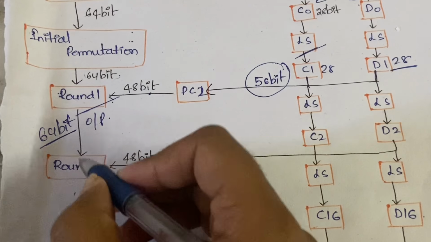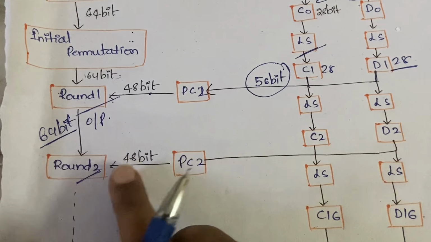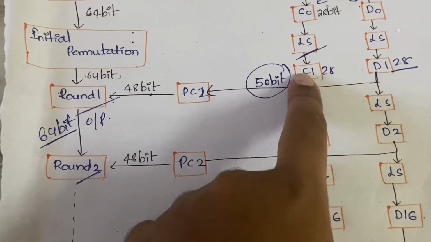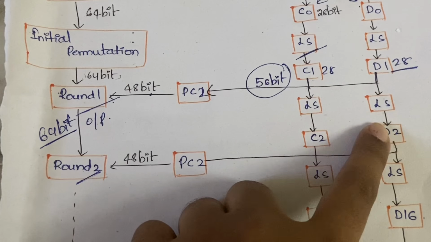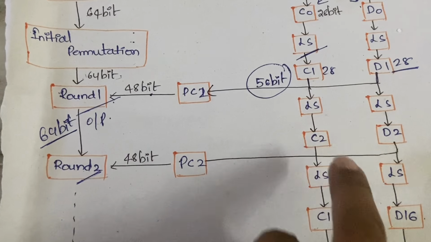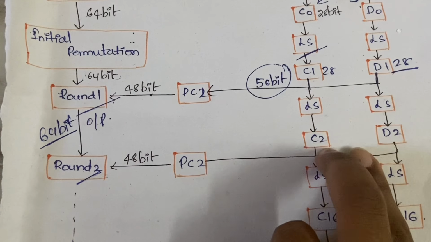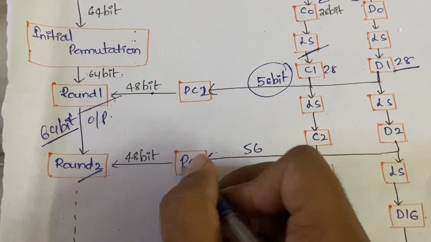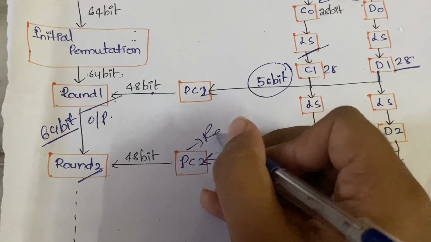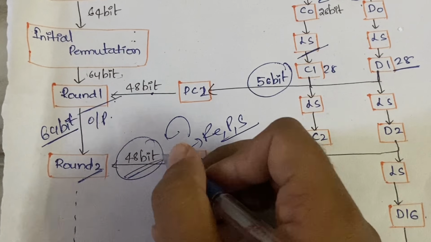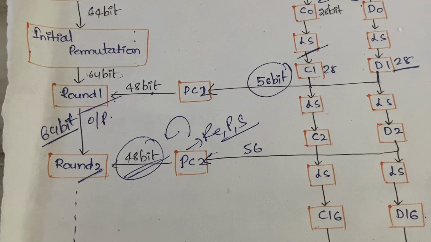Now those 64 bits will be given to round 2 as input, and along with that a 48 bit key also will be given. How is this 48 bit key generated now? On C1 and D1, left circular shift is applied again, and as a result you will be getting C2 and D2. You need to combine C2 and D2 into 56 bits and give it to PC2 again. Now what will this PC2 do? It will again do the rearrangement, permutation, selection, and generate a 48 bit key, and that 48 bit key will be given to round 2.